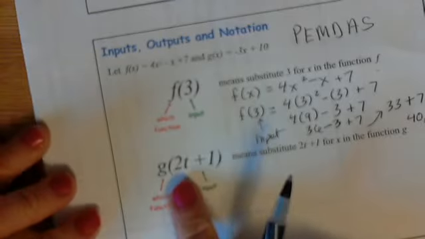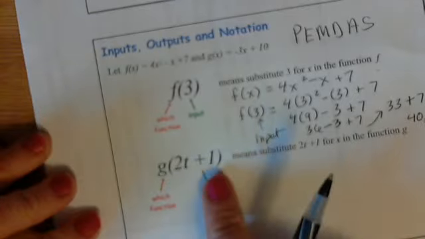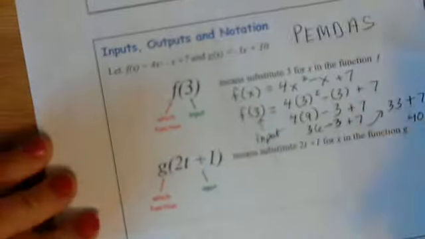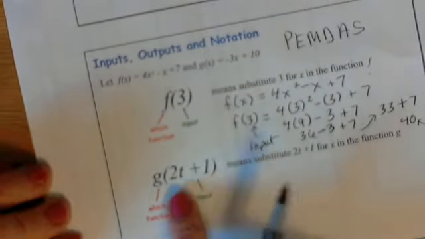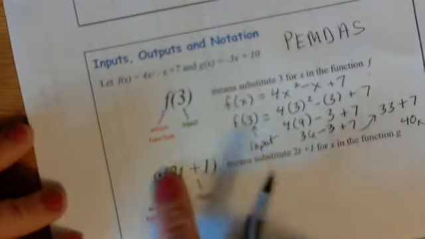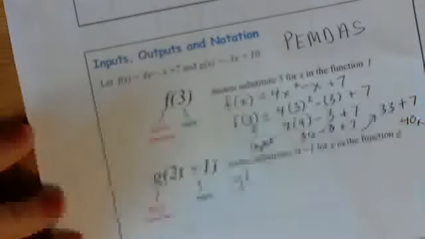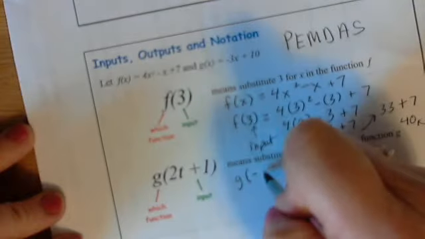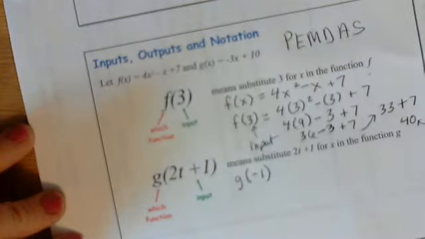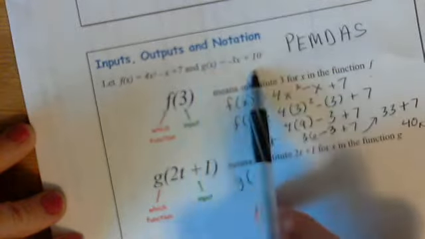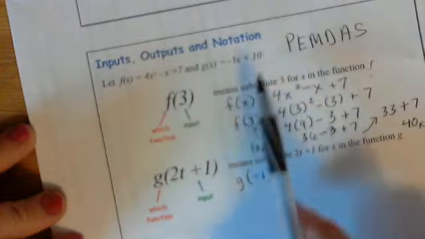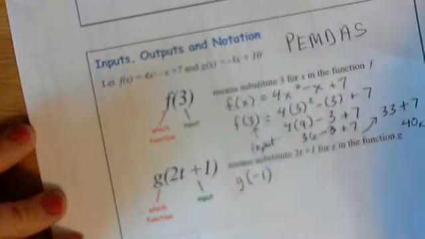Alright, now the next example has us putting in an algebraic expression where x was, and that's a little bit complicated, so we're going to do a simpler example first. Let's ignore this one for the moment, and let's say we were told to do g of negative 1. G of negative 1. Well, that means go find the g of x equation, the g function, take out all the x's and put in negative 1's.